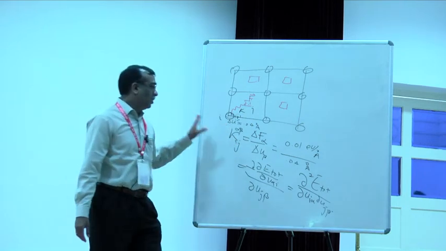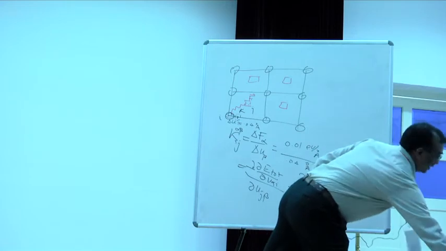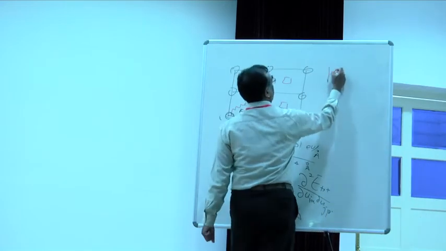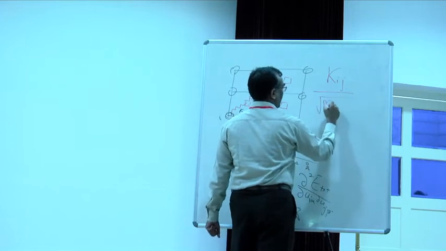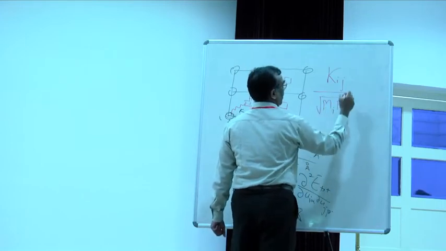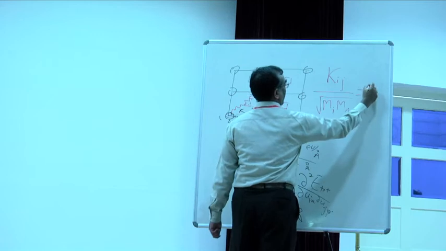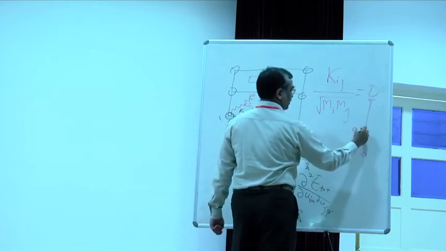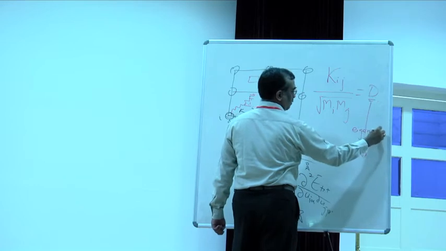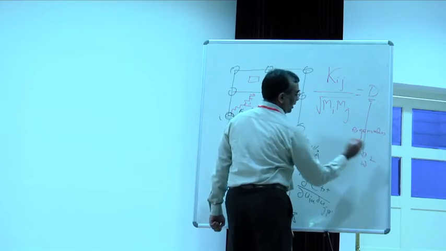And from that, you can easily get phonon frequencies by defining another matrix where the masses are included as well. This becomes the dynamical matrix. And the eigenvalues of this give you omega squared.